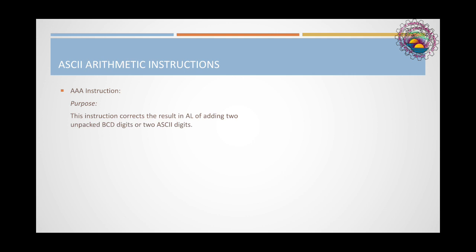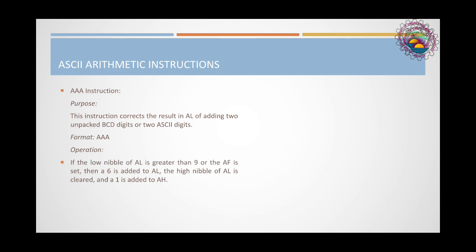The purpose of this instruction is to adjust the result within AL and convert it back into unpacked BCD form. So the instruction format is AAA, and when this instruction is executed, if the lower nibble of AL is greater than 9 or the auxiliary carry flag is 1, then 6 will be added to AL and the higher nibble of AL will be cleared, or will become 0, and 1 will be added to AH if this adjustment is done.